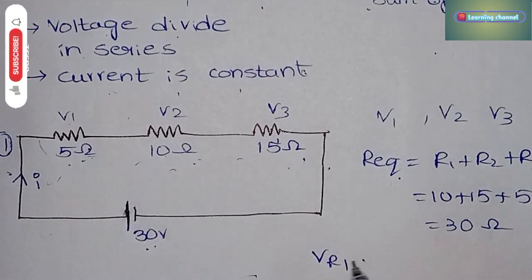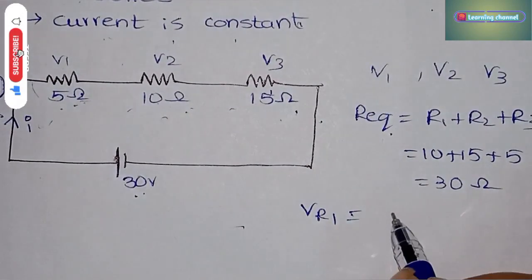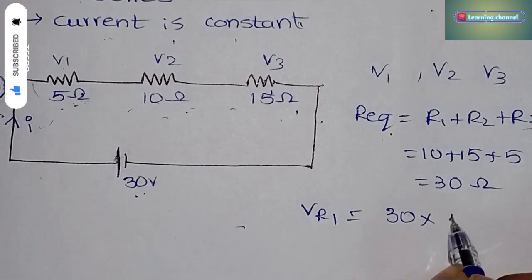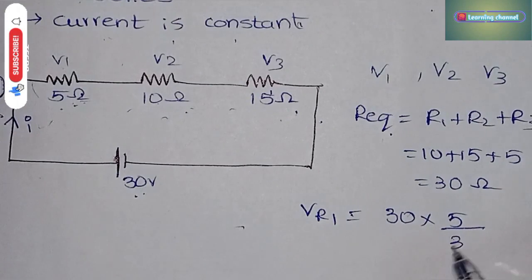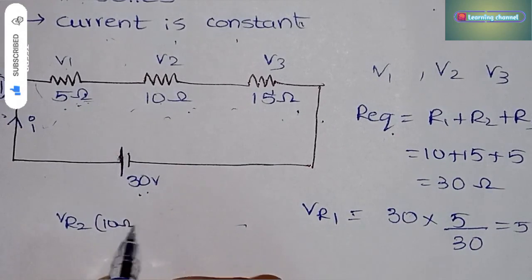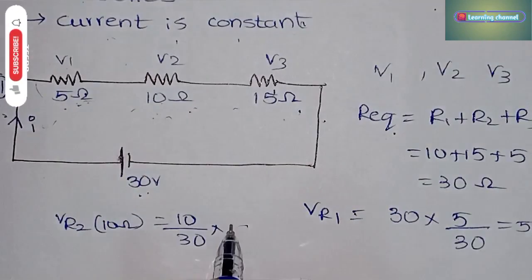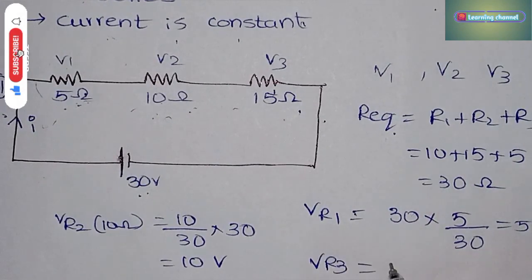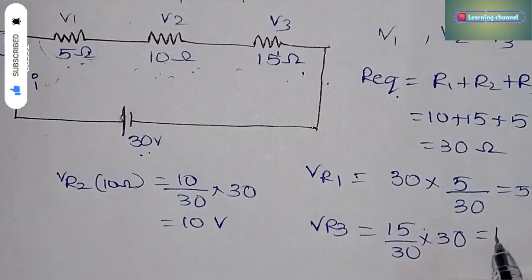So VR1, or V across 5 ohms, is equal to, what is the formula we have? Voltage source, 30, into 5 ohms by the R equivalent. R equivalent is nothing but the sum of resistances, which is 30. So that is equal to 5 volts. And VR2, at 10 ohms, is equal to 10 by 30 into 30 volts, which is 10 volts, and VR3 is equal to 15 by 30 into 30, so that is equal to 15 volts.